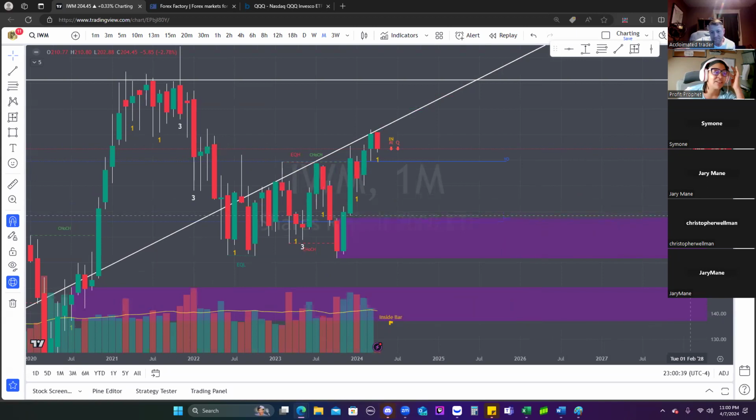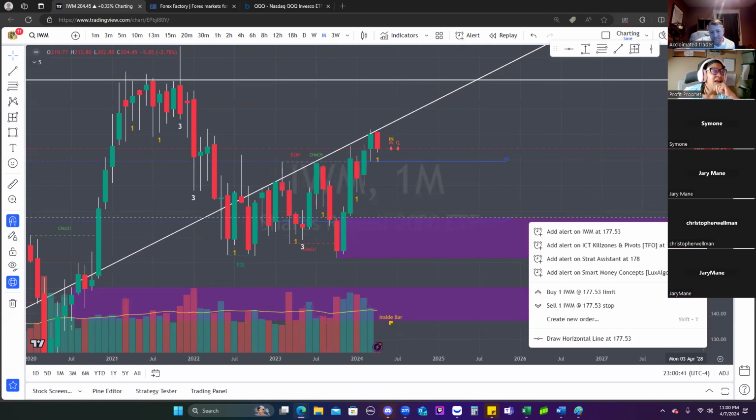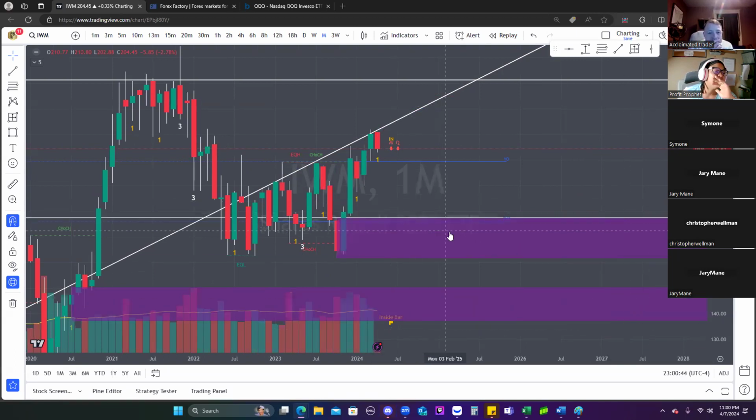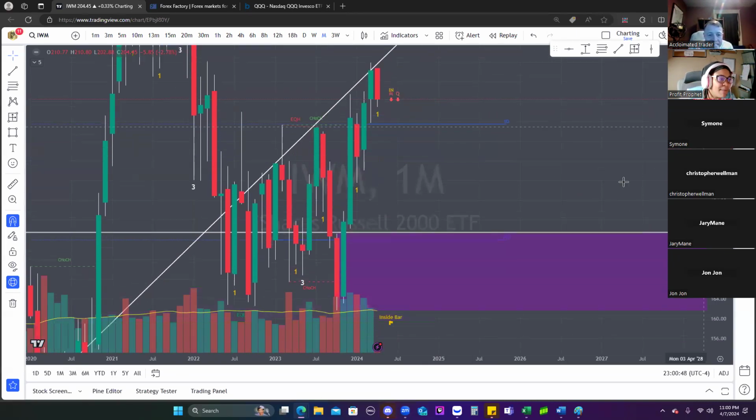So right here, we have this bullish order block on the monthly. I'm going to mark it even though I do not think we're going to come all the way down here. I just want to make sure that I am labeling it as a possible area of support or bounce.